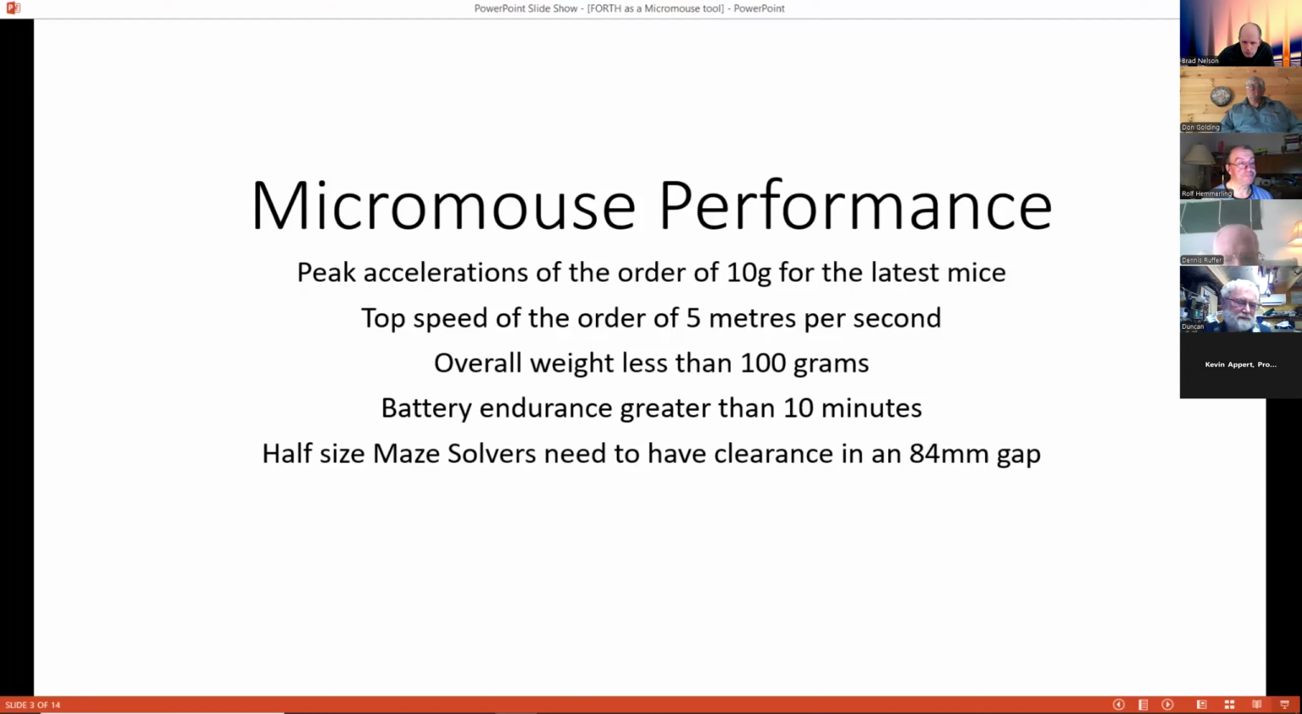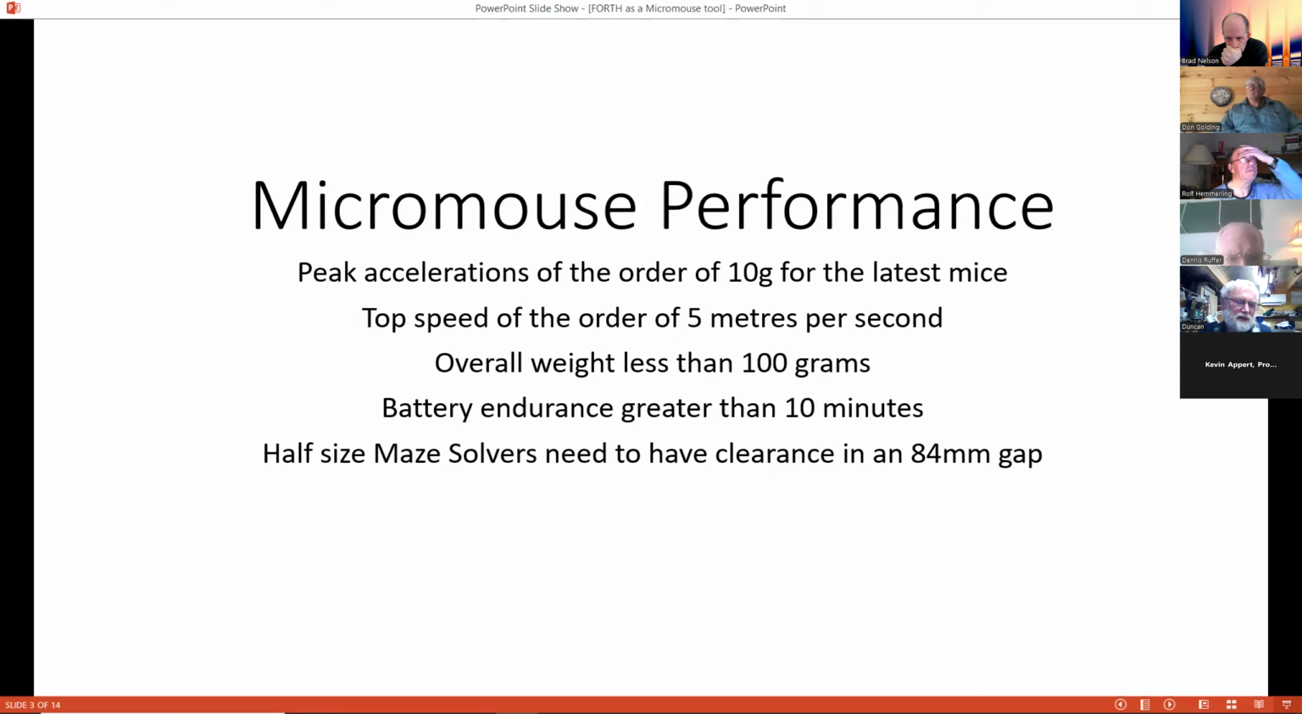Micromouses get obsessive about weight. Shaving 1 gram off a 40-gram half-size mouse is well worth doing. 0.6 millimeter PCBs are lighter than 0.8 millimeter PCBs. 32-pin microcontrollers are smaller and lighter than 48-pin versions. Do I really need lots of memory in a bigger chip? If I can cut power consumption by 10%, I can use a smaller and hence lighter battery.